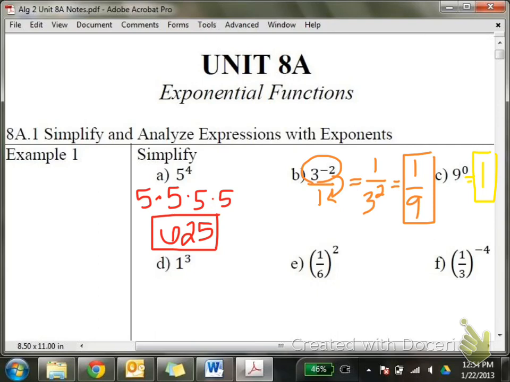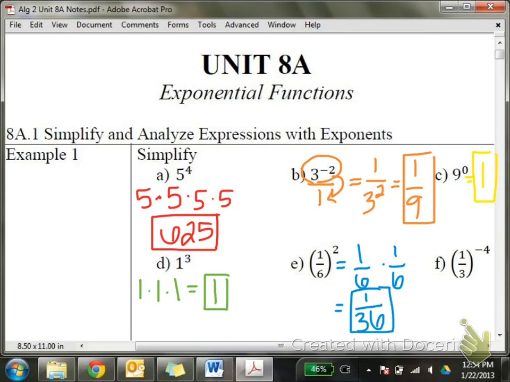What about D? 1 to the third power. That's 1 times 1 times 1, which comes out to 1. Okay. Part E. 1 over 6 to the second power. There's actually 2 ways that we can do this. The most obvious would be to multiply 1 over 6 how many times? Twice. Which gives me 1 over 36.